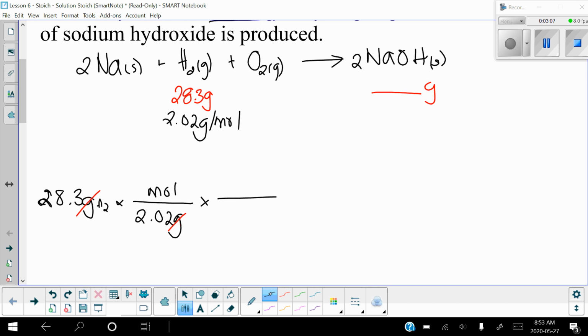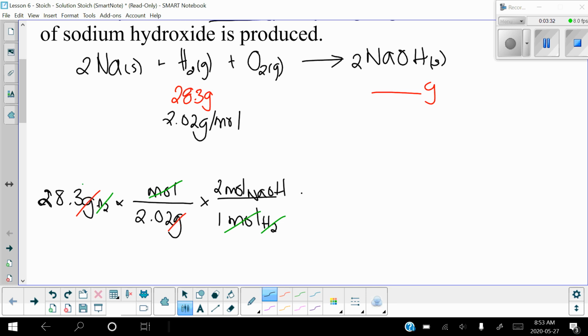From there, we're going to use mole ratio. 1 mole of hydrogen gas to 2 moles of NaOH. Also, when you are canceling as you go, you can see if you've made a mistake. You don't need to write the whole statement over again. So moles cancels out with moles, and hydrogen cancels out with hydrogen. Perfect, we have moles of our unknown.